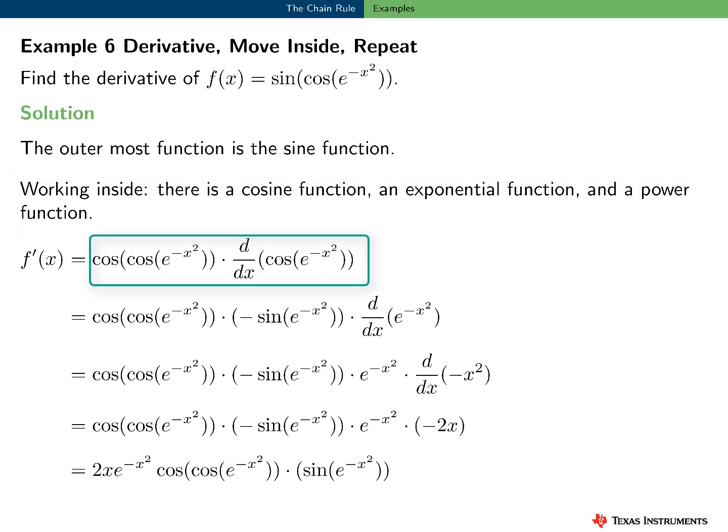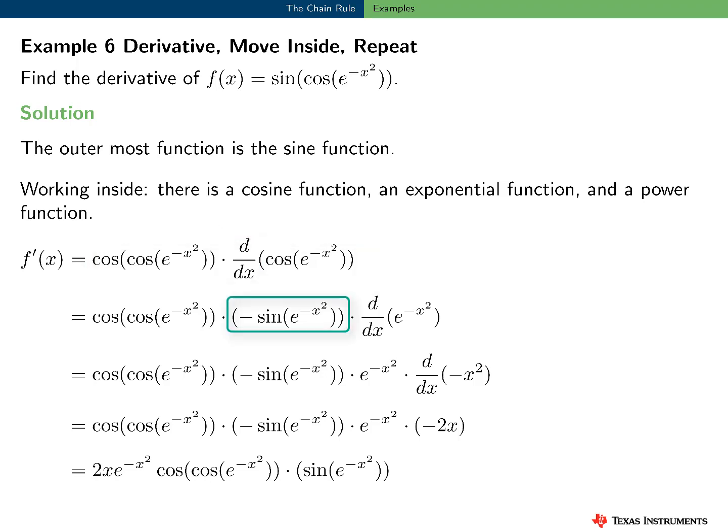We start by taking the derivative of the outermost function, evaluated at the inner function, times the derivative of the inner function. This function is also a composite function, and the derivative of the outermost function is minus sine. We leave the inner function alone. And then we multiply times the derivative of the inner function.